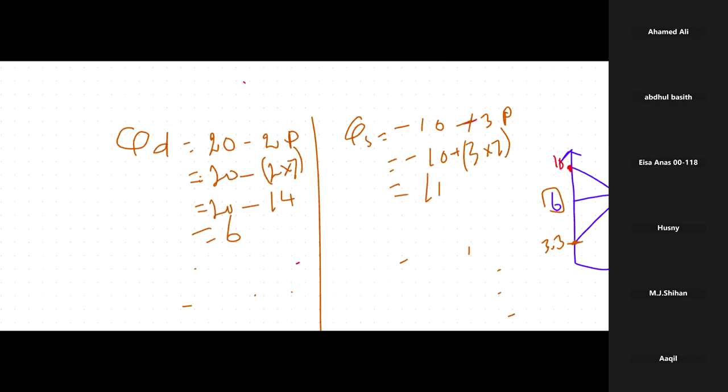Therefore, the excess supply is QS minus QD. QS is 11, QD is 6. So 5 units. Now, did you understand excess supply? Everybody okay with the excess demand and excess supply calculations? Yes, sir. Yes, sir.